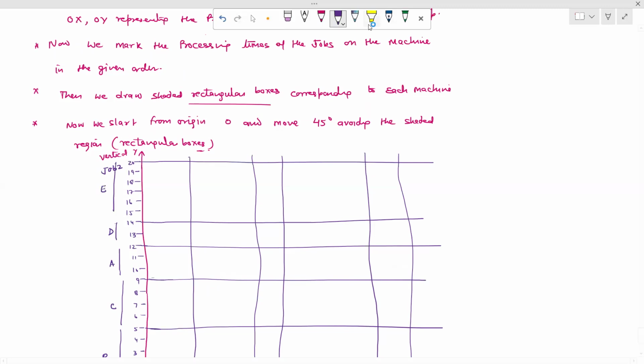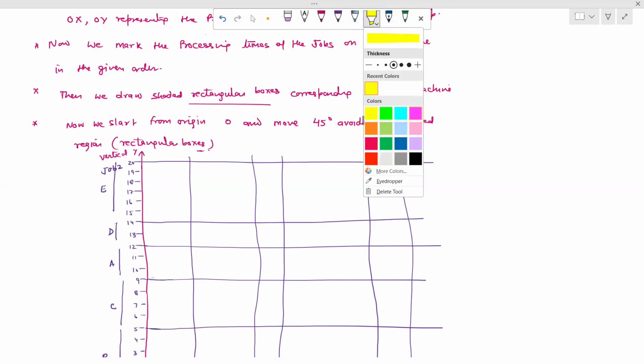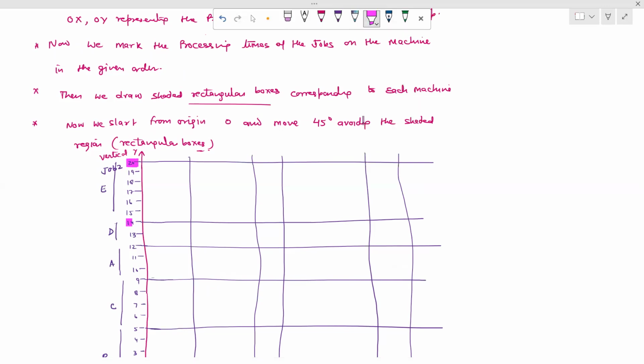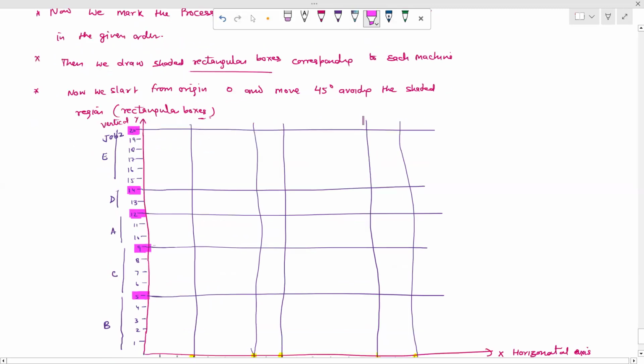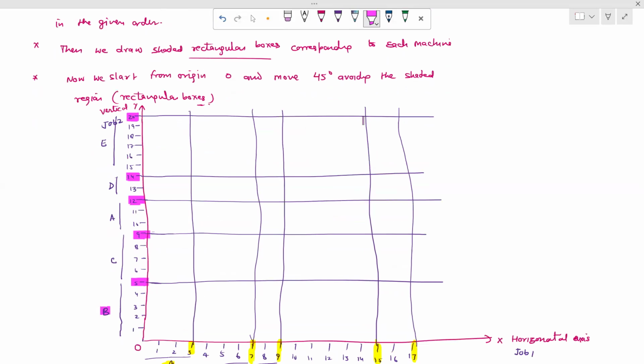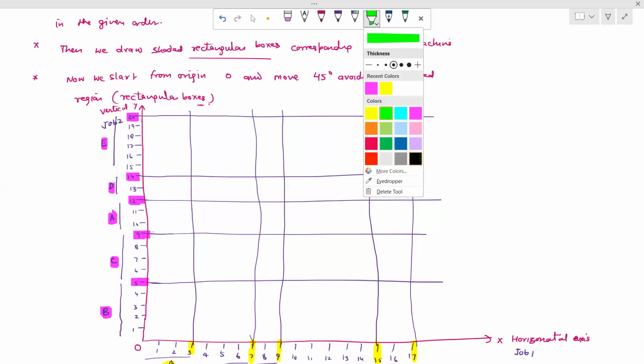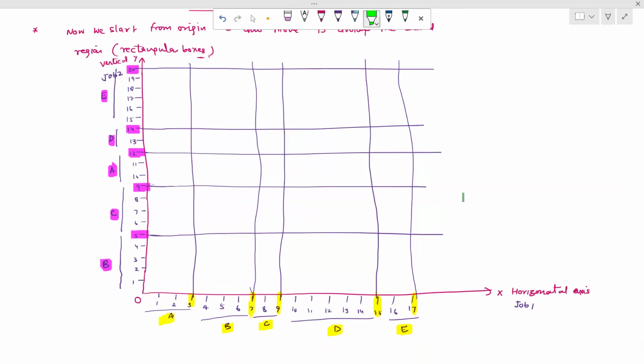Now we shade this. We take a different color. So this is for 20. Here we have 14, here we have 12, here we have 9, we have 5. So we also shade the machines. Now we are going to shade the region which is common for both sides of the machine.